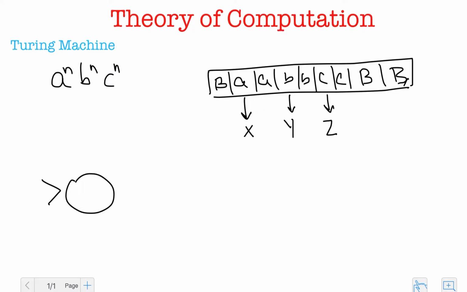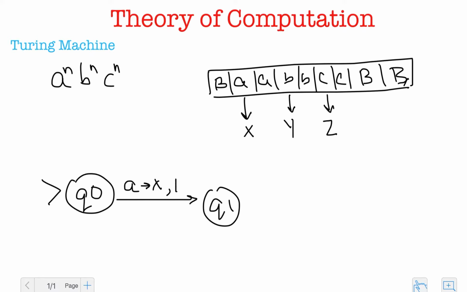So we first start with a state q0. So this is the state that we start with, and what we do is we find an a and we move to a state q1. So when I find an a, I change the a to an x, and I move the cursor to the right. So this is my transition from q0 to q1. q1 is where I'll be staying till I find the first b.